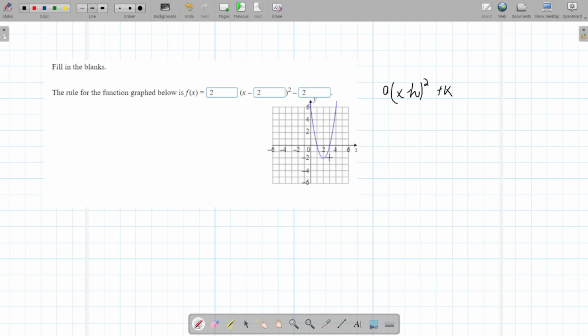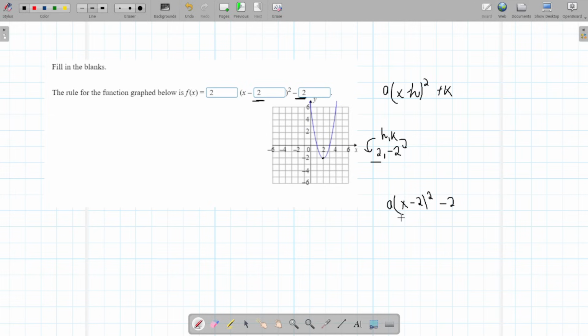As usual, you take your vertex, which is h comma k. In this case, it's 2 comma negative 2. Your k is negative 2. And I told you for h, you always take the opposite. What's the opposite of 2? Negative 2. So we got our h and k. We got a(x minus 2) squared minus 2.